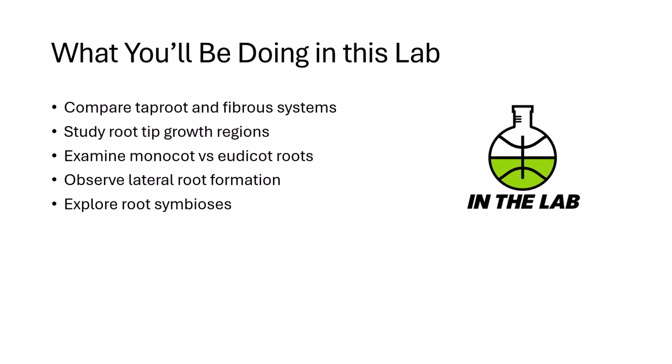Over the course of this lab, you'll move from the outside of the root to the inside and from whole structures down to individual tissues. You'll start by comparing different types of root systems like taproots and fibrous roots. Then you'll examine the regions of growth at the root tip and see how roots lengthen and differentiate. You'll compare the internal structure of monocots and eudicots, observe how lateral roots form, and explore some of the most important root symbioses, including nodules and mycorrhizae.